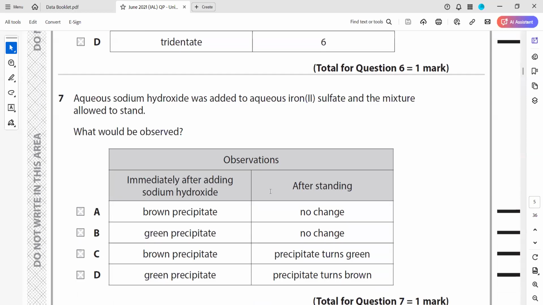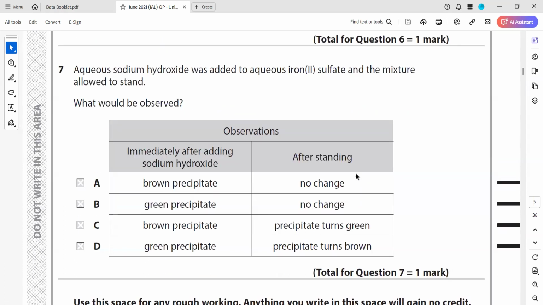So iron 2 gives a dirty green precipitate, but when it is oxidized to iron 3, it will be red brown. So you have to learn the color of the precipitate formed when we add aqueous ammonia and sodium hydroxide, as well as the formula of the precipitates.